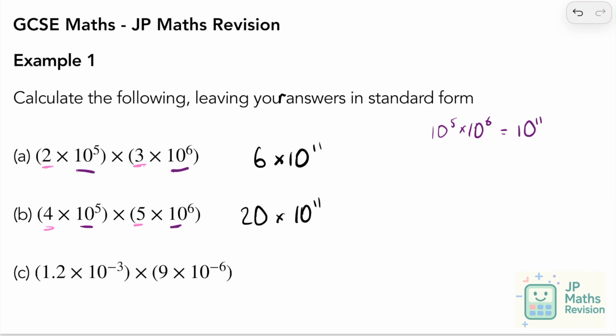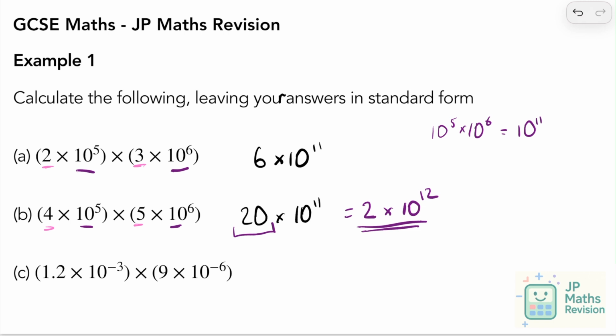Now, the issue with this is this number is not currently in standard form. For it to be in standard form, this number here has to be between 1 and 10. 20 is clearly not between 1 and 10. We need to shift this number to put it in standard form. So what I need to do is divide 20 by 10, so it ends up as 2. But I've just made that 10 times smaller, so I need to make the power of 10, 10 times bigger for it to still balance. So this becomes 2 times 10 to the power of 12.